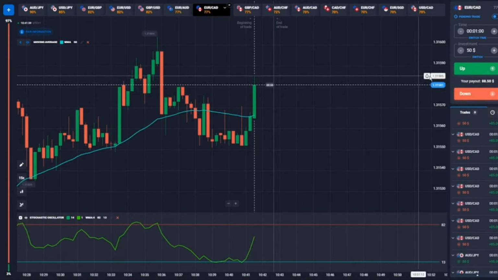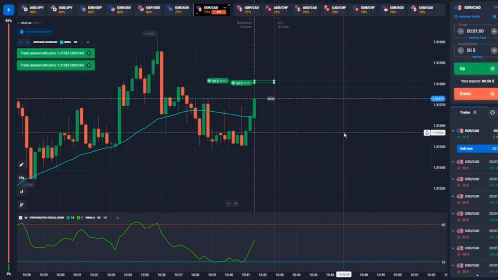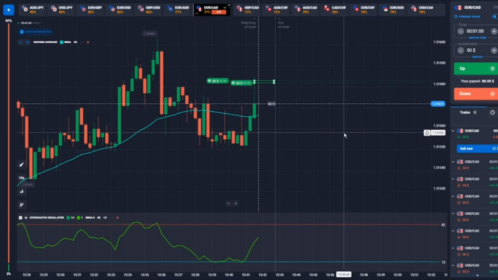Here the market is going upward with strong momentum and the stochastic oscillator has also left the oversold condition upward, making a good call option trade entry point.